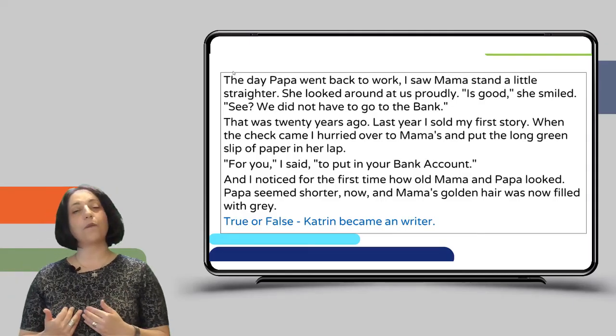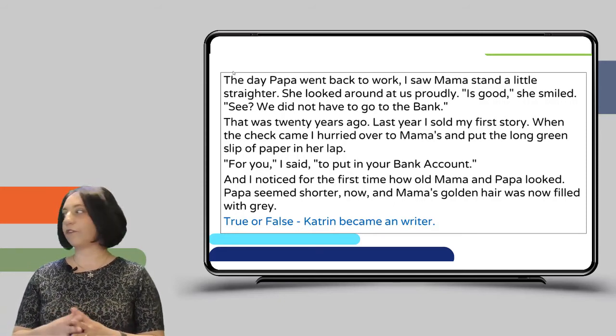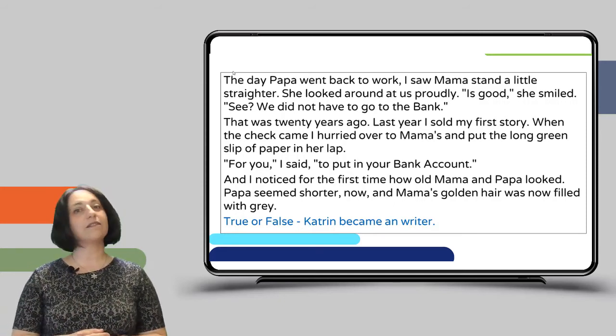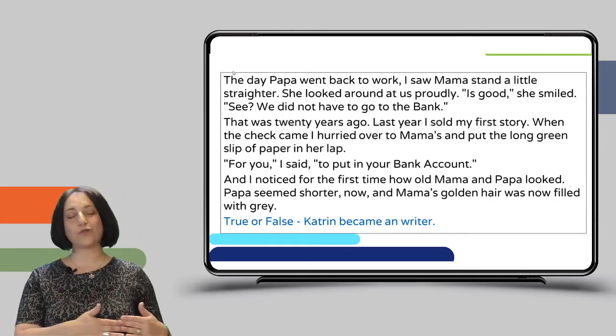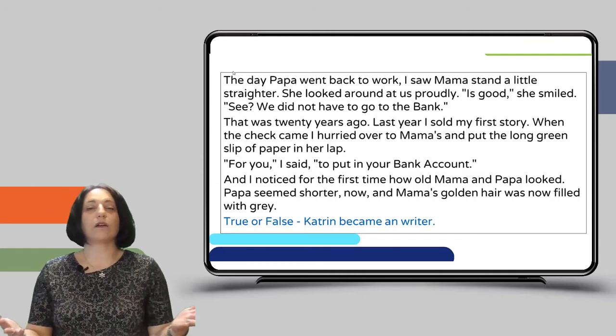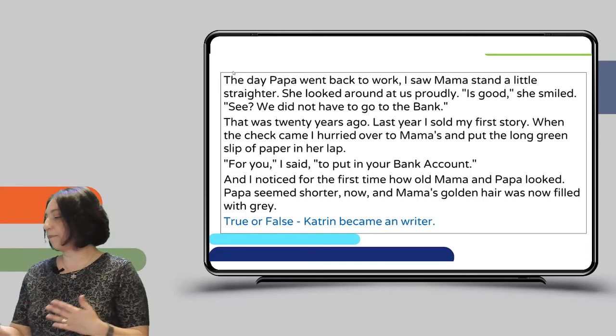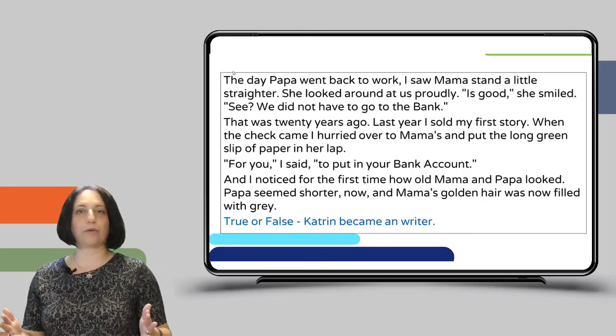Okay, so before the break, we kept reading the story from the first part, and now, students, let's see what happens next. Do you remember that Papa was on strike and that he didn't have money because he wasn't getting paid? So what happened to the family? They got through the strike without a problem.